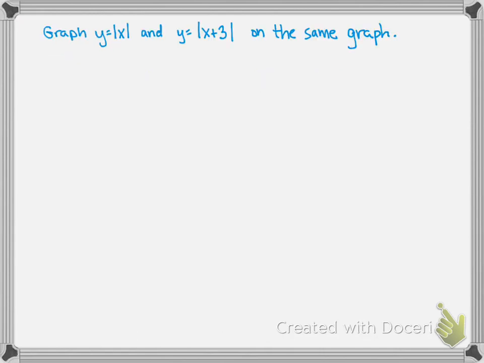Okay, let's look at the graph of y equals the absolute value of x and y equals the absolute value of x plus 3. And what is this transformation as well? Pause this while you look at the graphs and answer the question. Then check back here for your answer.